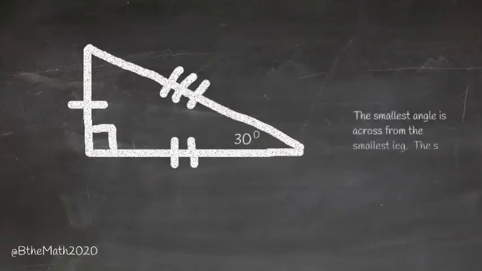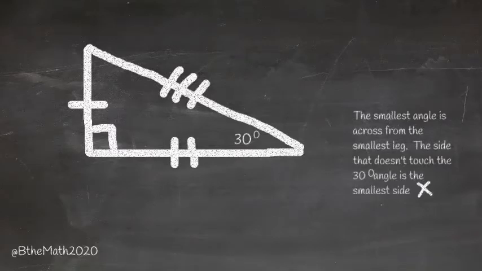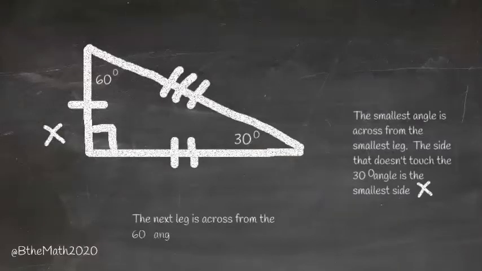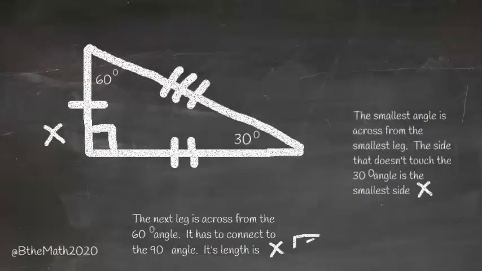The smallest angle is across from the smallest leg. The side that does not touch the 30-degree angle is the smallest side, known as x. The leg across from the 60-degree angle has to connect to the 90-degree angle, and its length is x square root of 3.